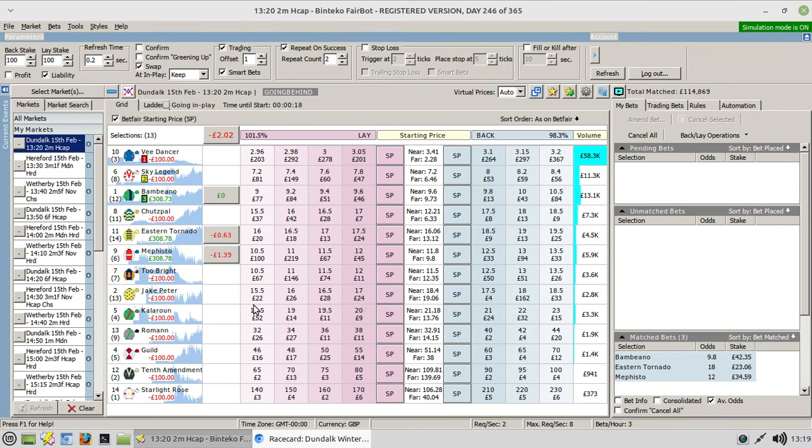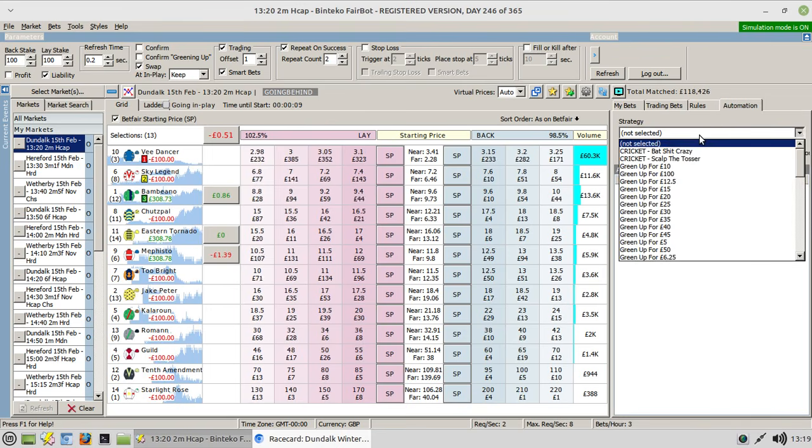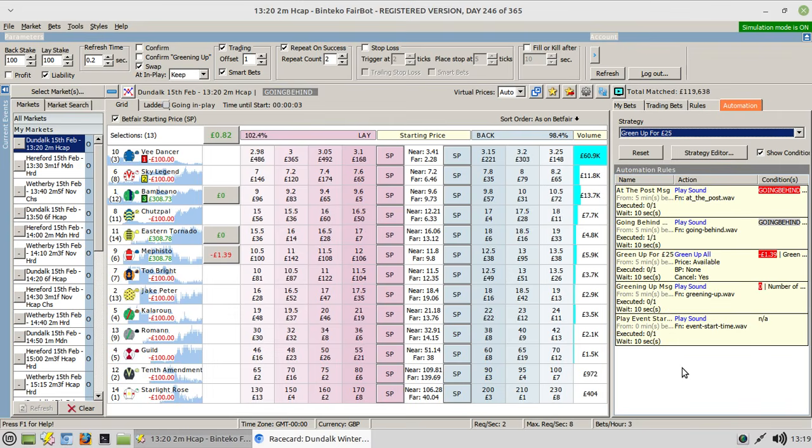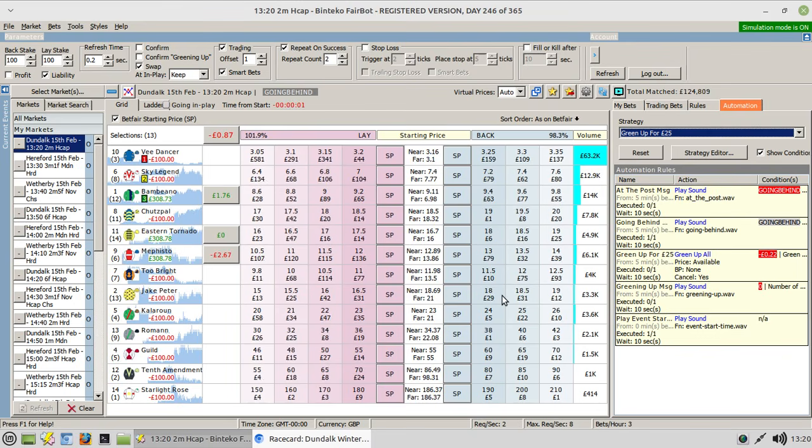Okay, you can see I've placed a Dutch. If any of these 3 horses wins, it's a £308 profit after commission. However, I am going to do a green up on this one. Again, you can see I'm in simulation mode while I'm testing this. We'll green up for £25, but keep a note of that potential profit if any of these win.